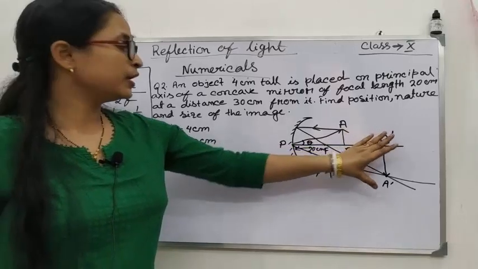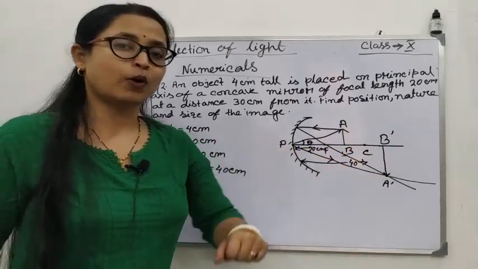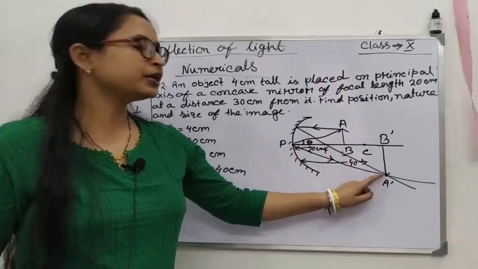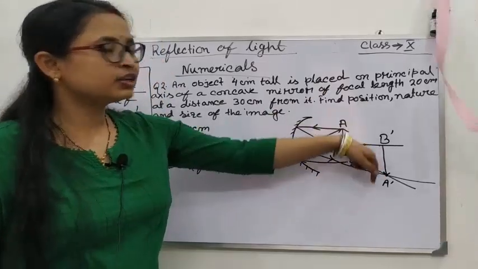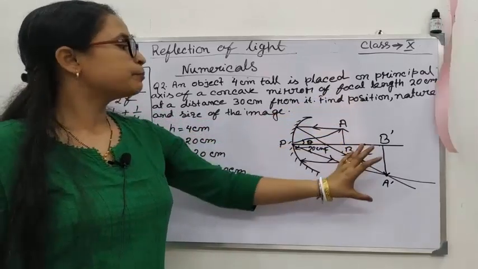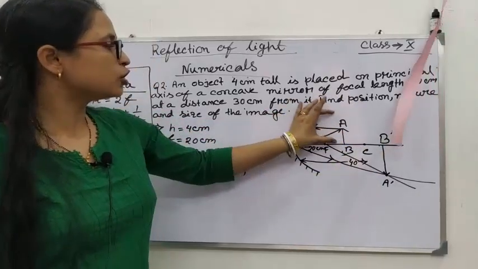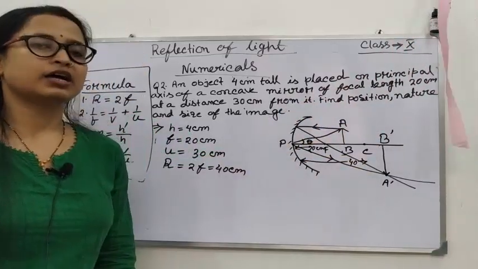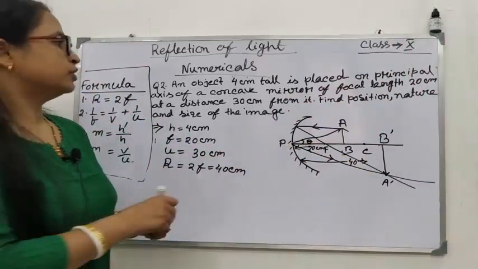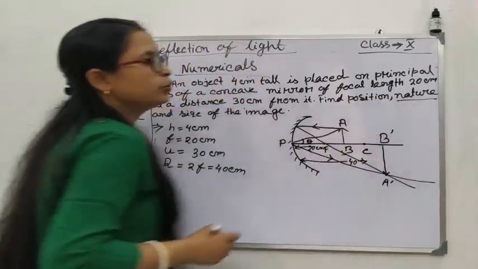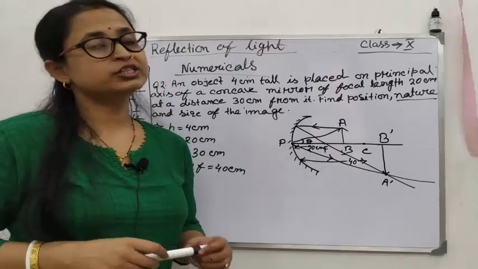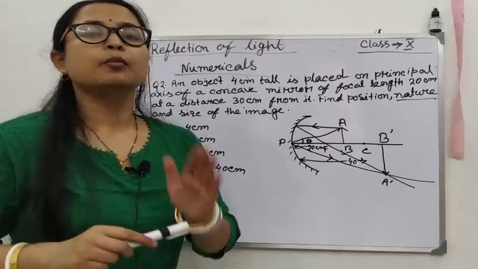You can see the nature of the image. The image is a real image. Again, why is it real? Because after reflection, these two rays meet at a point. And it is inverted. Okay. And magnified also. Why? Because the size of the image is greater than the size of the object. So you have already got this answer. It will give a real image which is inverted and magnified.